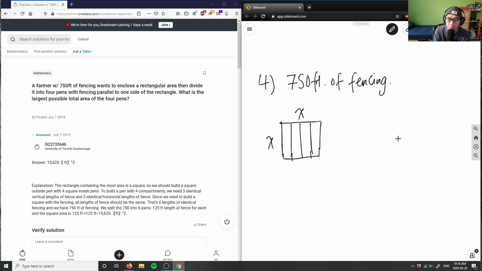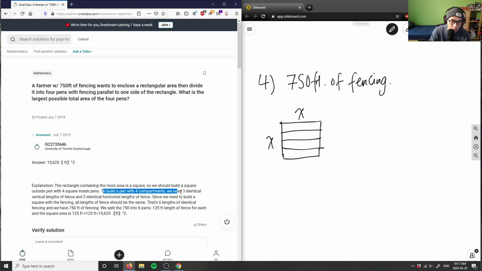So I have 1, 2, 3, 4. Or I can divide it into 1, 2, 3, 4 like that. So I would need to build a pen with 4 compartments here. Again, I have 4 pens here, 1, 2, 3, and 4. And this is in the shape of a square here, right? So it says here, this is correct, right?